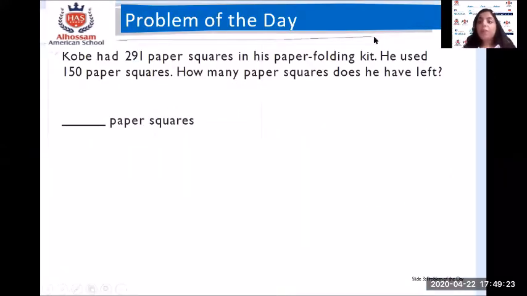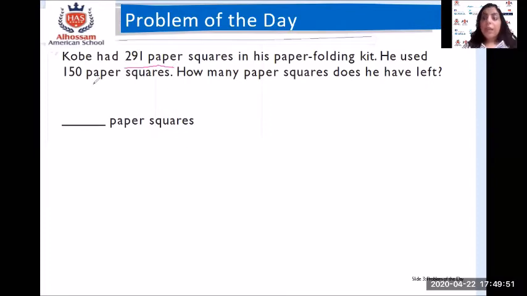And the problem of the day will be solved by Janjuna Talat. Cope had 291 paper squares in his paper folding kit. He used 150 paper squares. How many paper squares does he have left? Can you tell me that? Number one, you need to underline the information you have in this problem. Like that, 291 paper, and he used 150 paper. And the question is, how many paper does he have left?